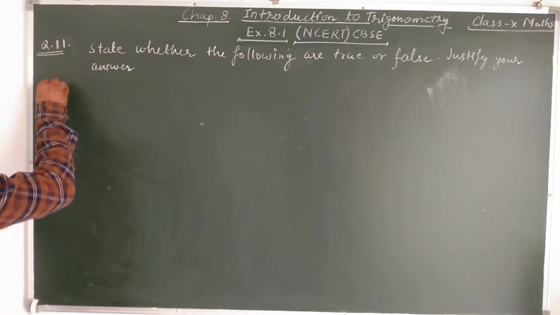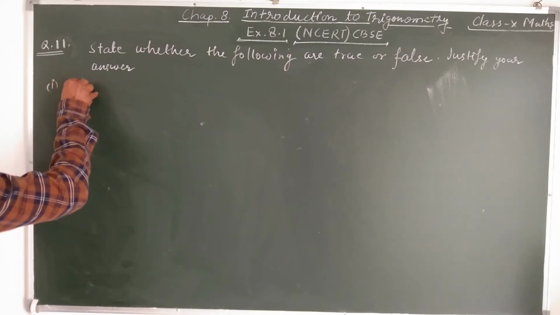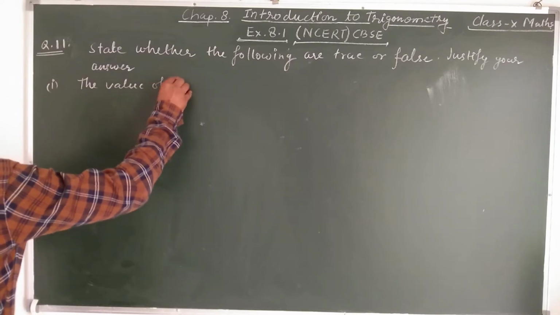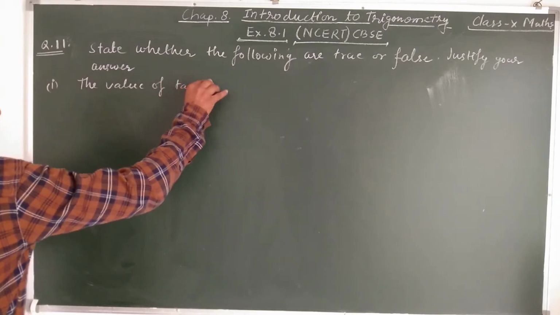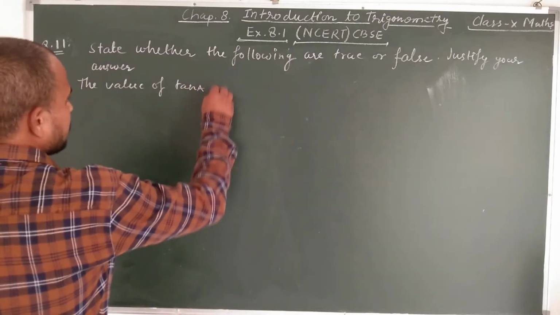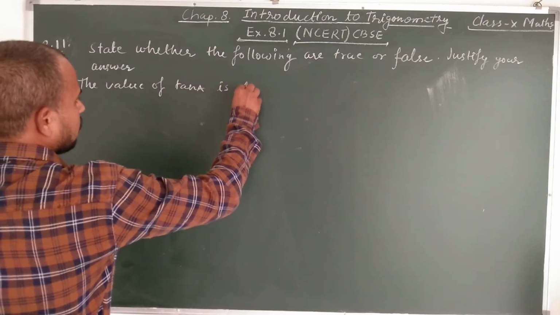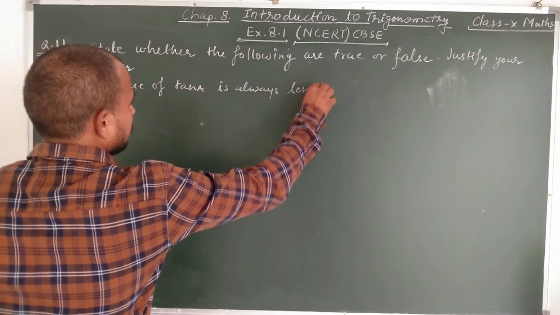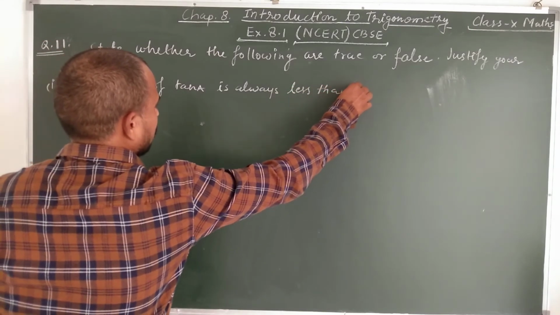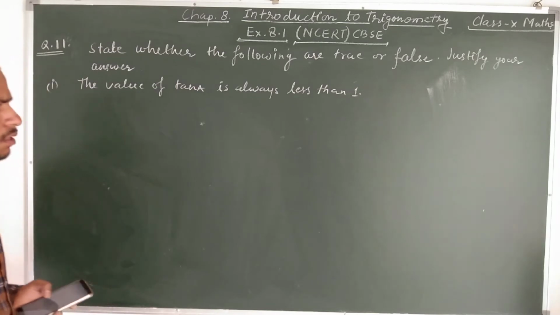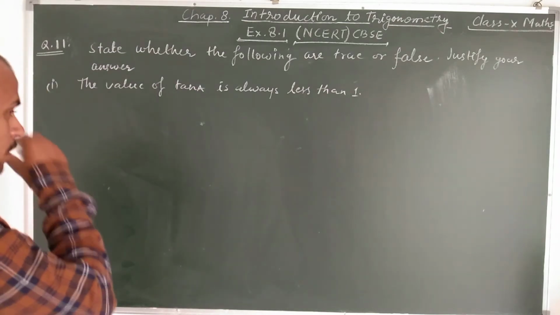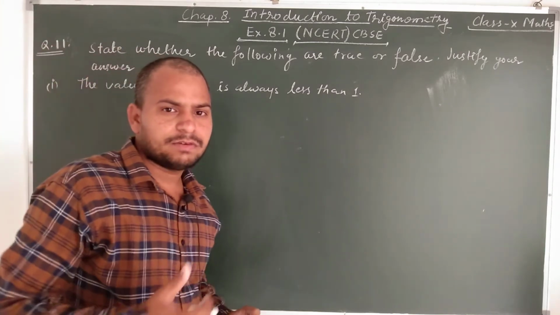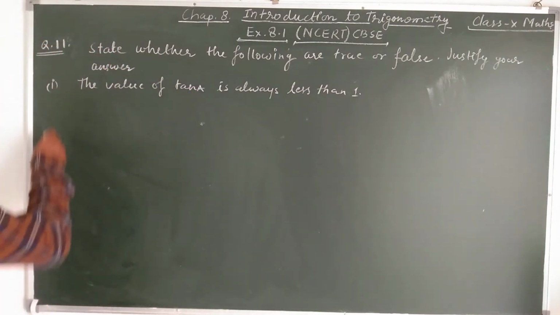So part first, the value of tan A is always less than 1. So this is the first part, and we will do one by one. So solve.